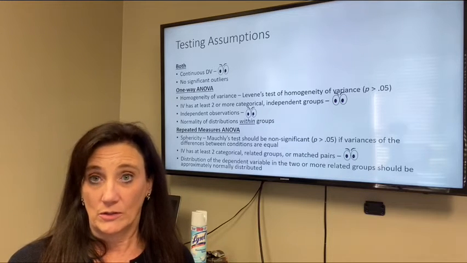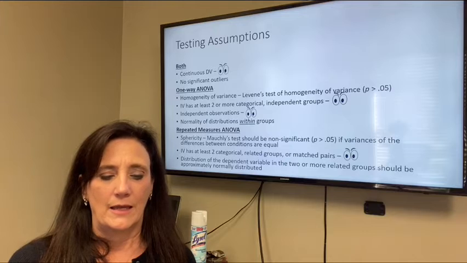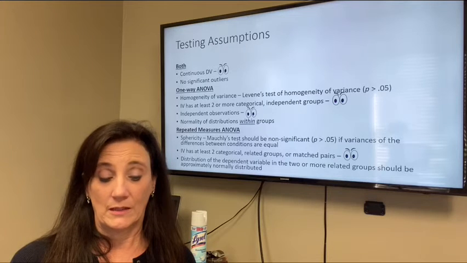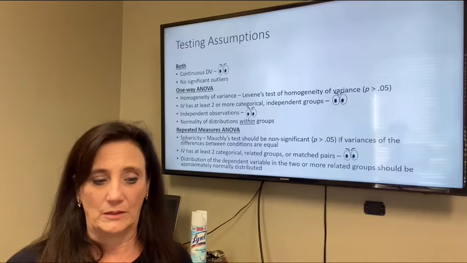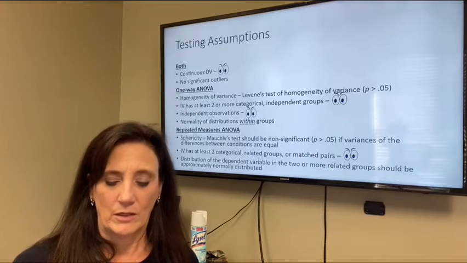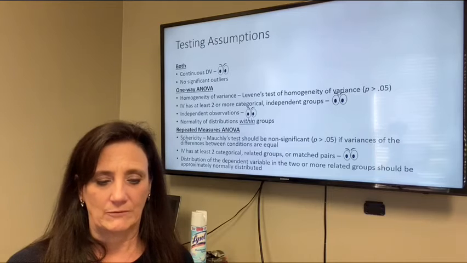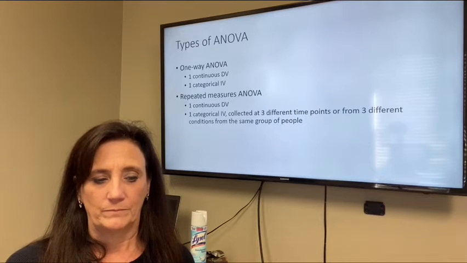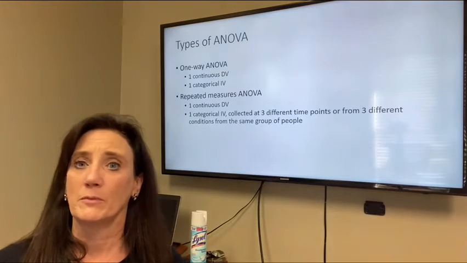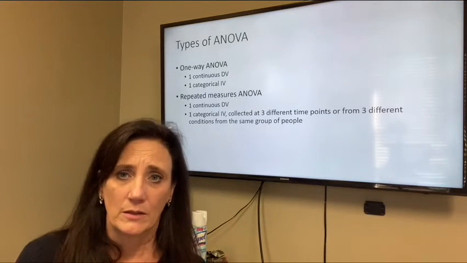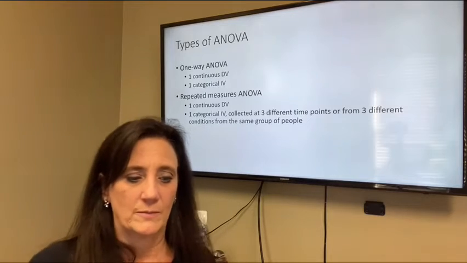No significant outliers. You do have to test for that. Normality of distributions within groups, and distribution of the dependent variable in the two or more groups should be approximately normal. So all of those are things that you'll need to run tests for. And we'll add a supplementary video soon that talks about testing those assumptions.